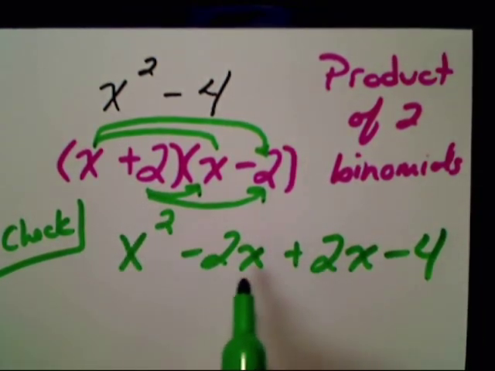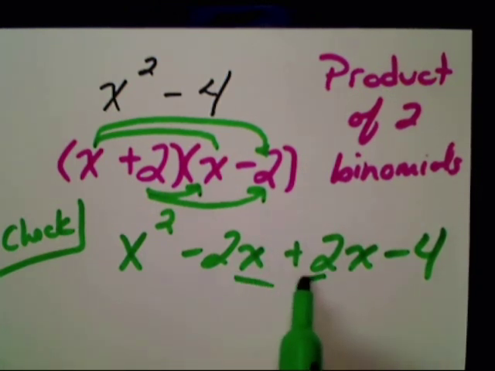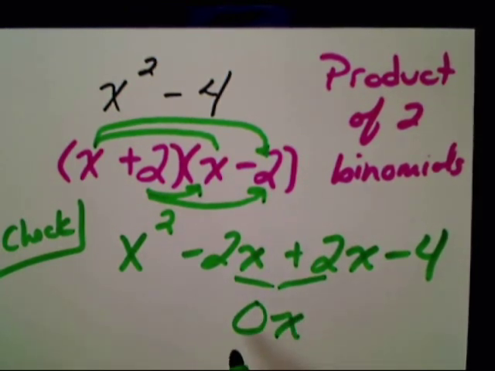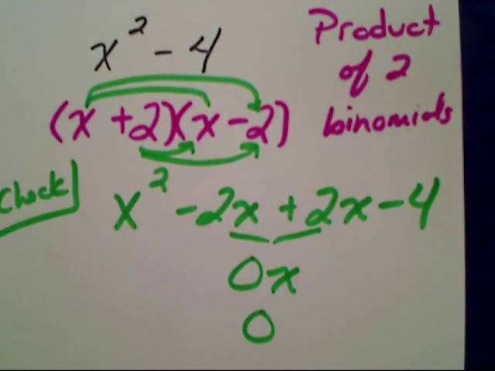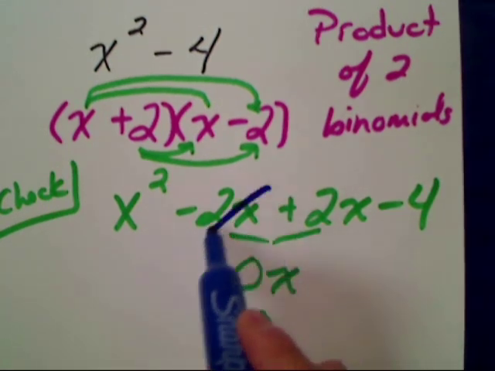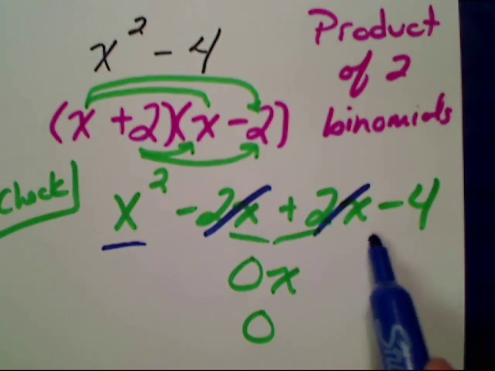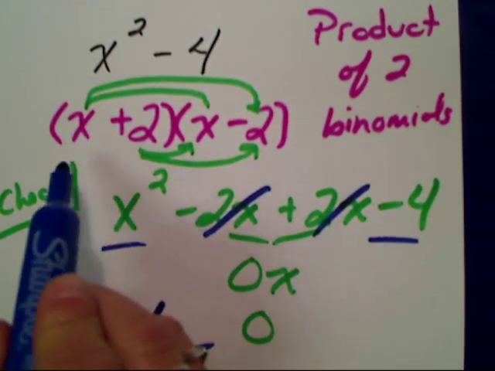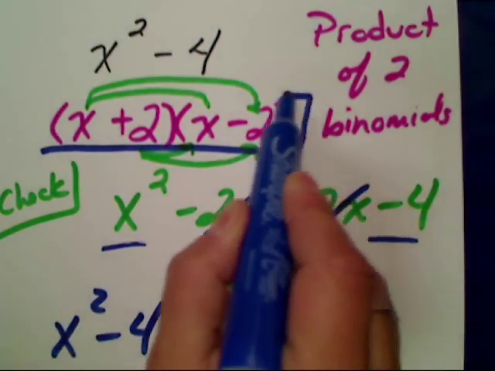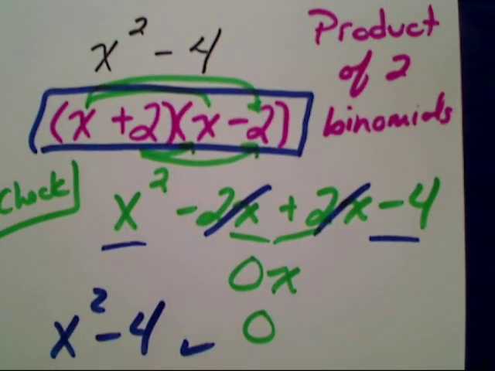The middle terms are opposites. -2x plus 2x is not x, it's 0x. And 0 times anything is 0. So that term goes away. They cancel each other out. That's how you end up with just the 2 terms. We have the x squared minus 4. So there it checks. So what was the answer again? The answer is this product in factored form. Things that are being multiplied together is factored form. So x plus 2 times x minus 2 is equal to our x squared minus 4. And that's our factored form.